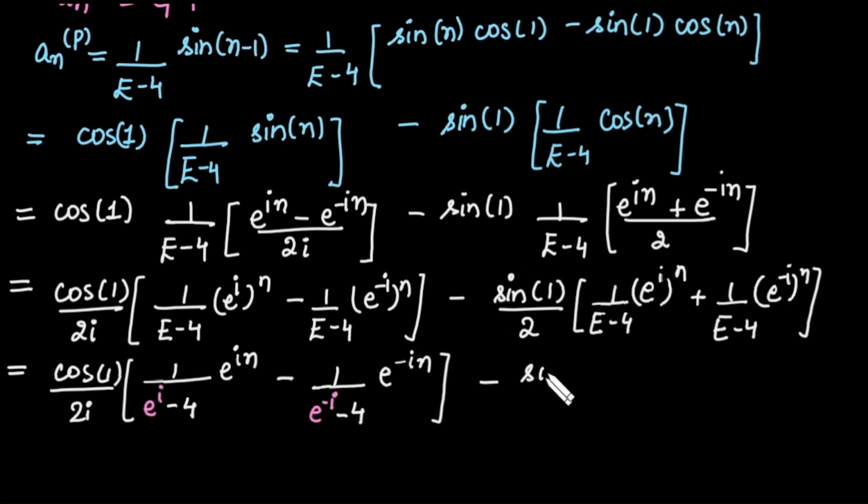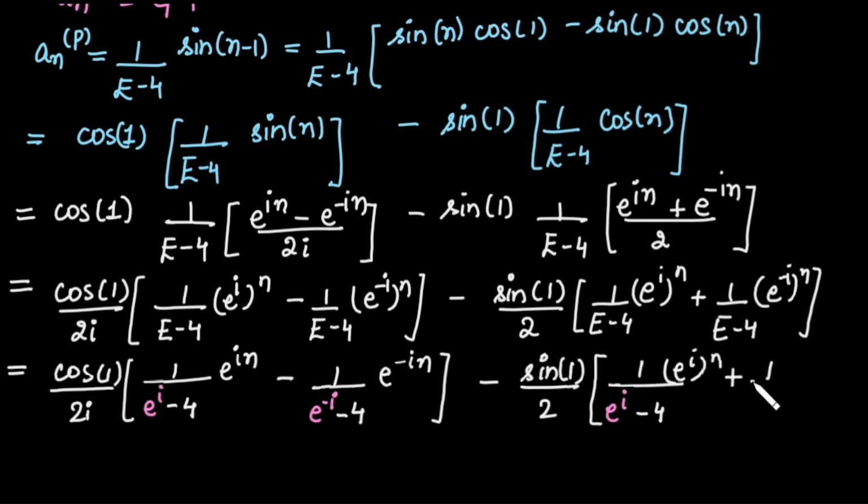minus sine 1 by 2 into 1 upon, again, E is replaced here as exponential power iota minus 4, e raised to power iota raised to power n. In this case, E is replaced by exponential power minus iota minus 4, e raised to power minus iota raised to power n as it is. And this is the final solution in this case.